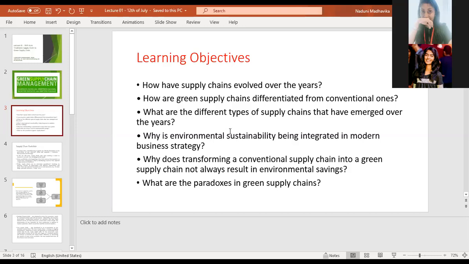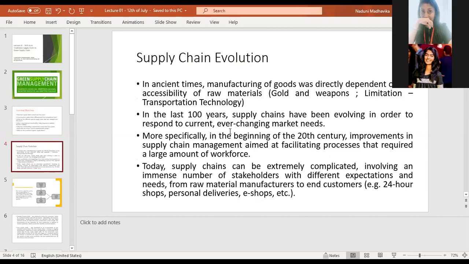And why does transforming a conventional supply chain into a green supply chain not always result in environmental savings? That also you would be learning, and what the paradoxes in green supply chain are. So these are the learning objectives for the day. So we'll move with the supply chain evolution.